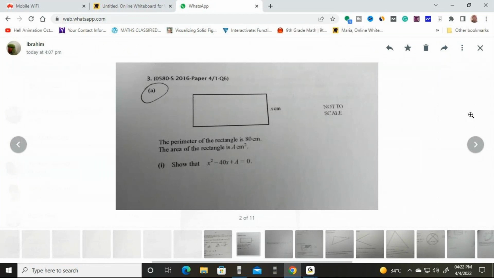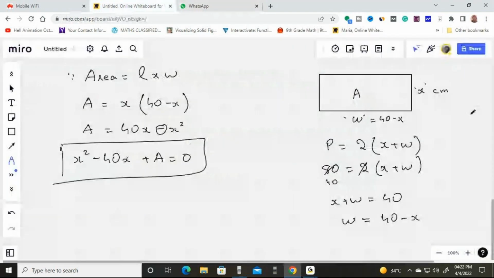Wait, it was negative x squared, right? Yes, it was negative, so when you shift it over here, it turns positive. That's how it is.